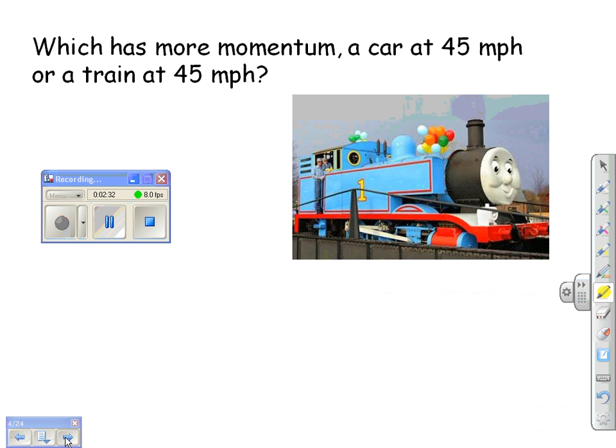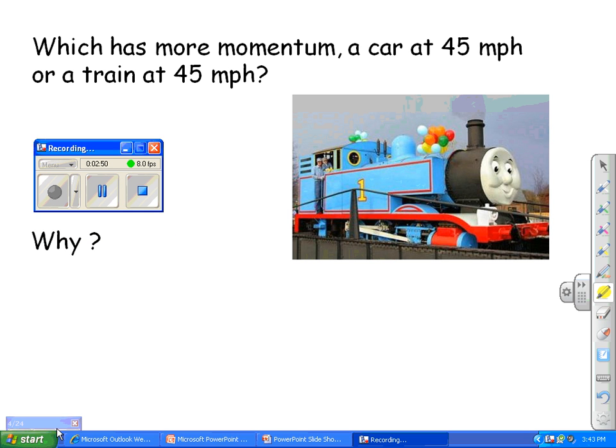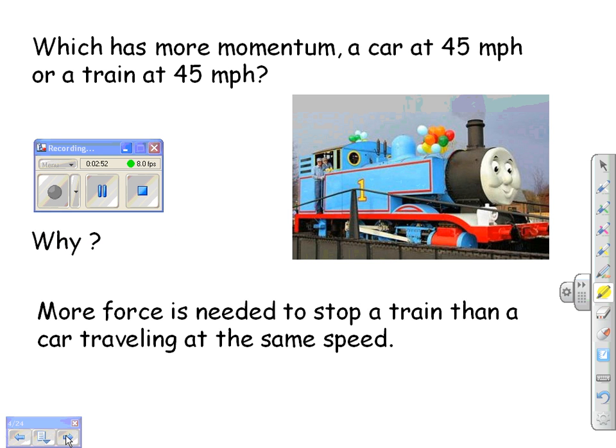So let's continue with some more examples. Which has more momentum? A car at 45 miles per hour or Thomas the Tank Engine at 45 miles per hour? I'm thinking the train. Are you thinking the train? Hopefully you're thinking the train. Well, let's talk about why, because it is the train. So why would it be the train?